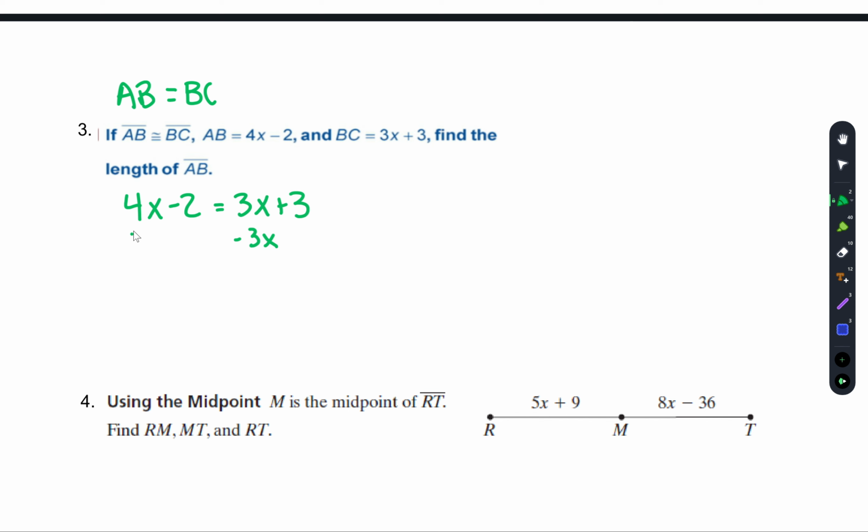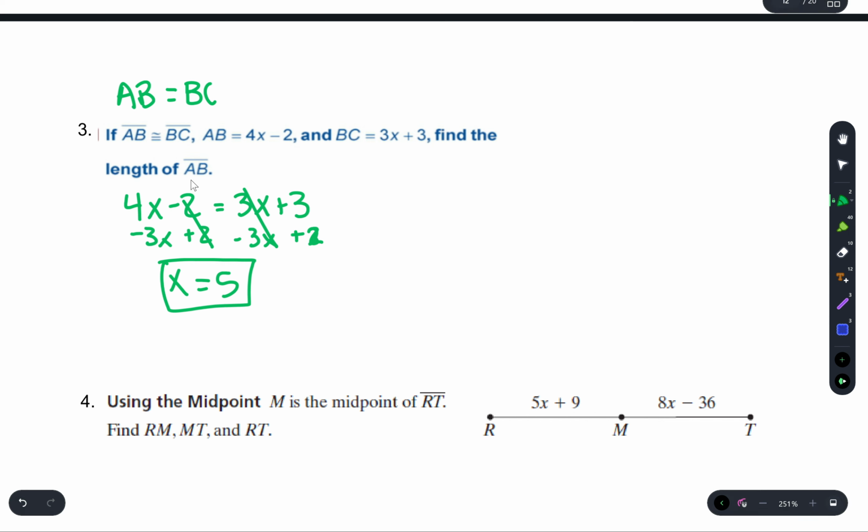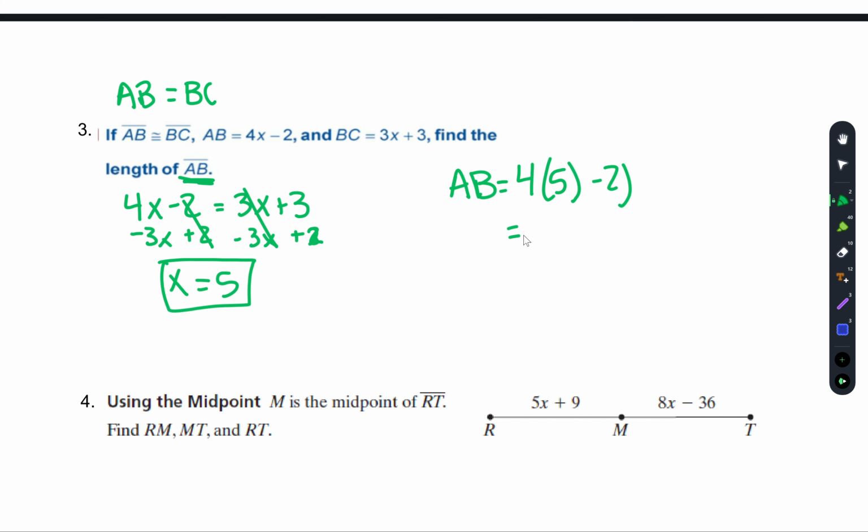I subtract everything over, and I get x equals, oh, this is a 2. X equals 5. Again, we got to pay attention to our problem and actually answer the question that it's asking. So I have to go back and find the length of AB. I'm going to plug in AB equals 4 times 5 minus 2, or 18. Questions on this? Okay, next one.